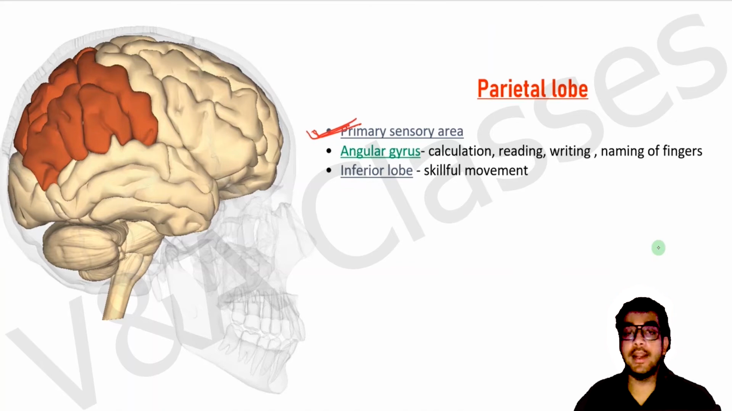The second important area in the parietal lobe is called the angular gyrus. The angular gyrus is concerned with calculation, reading, writing, and naming of the fingers. The third important area is the inferior lobe, and it is concerned with skillful movement.